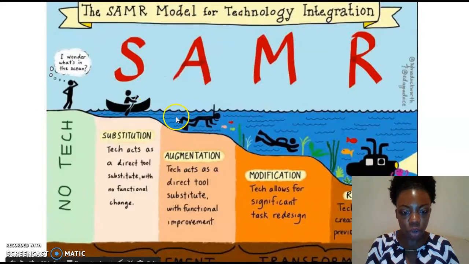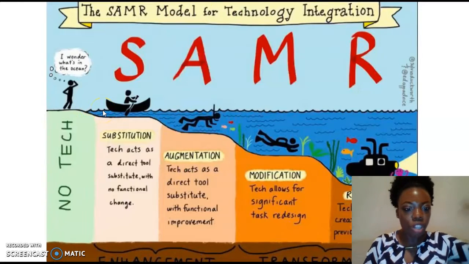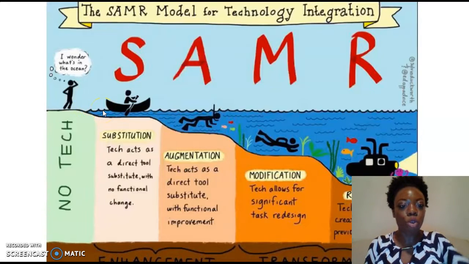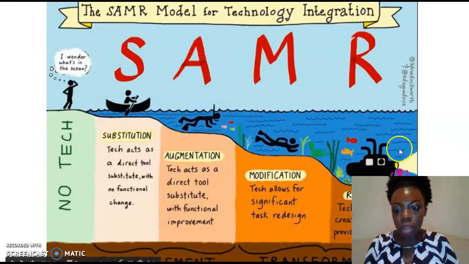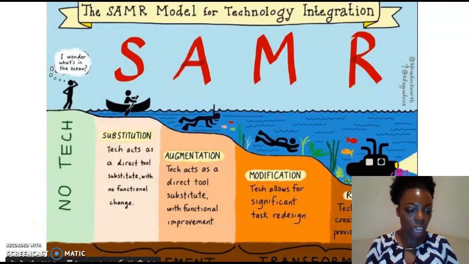And so as you can see in this infographic, it shows you clearly that the substitution level, where you're just substituting paper and pencil for a technology tool, is barely grazing the surface. But over here at the far deep end, you're redefining, where the technology allows for the creation of new tasks previously inconceivable. Well, what does that look like?